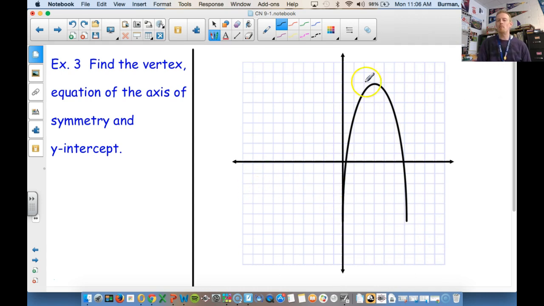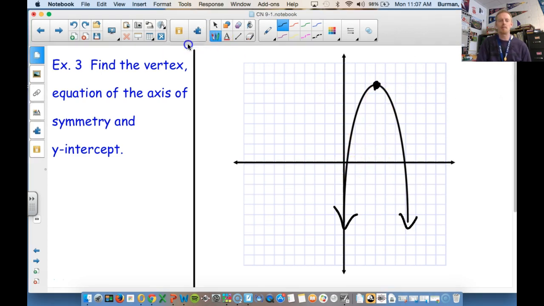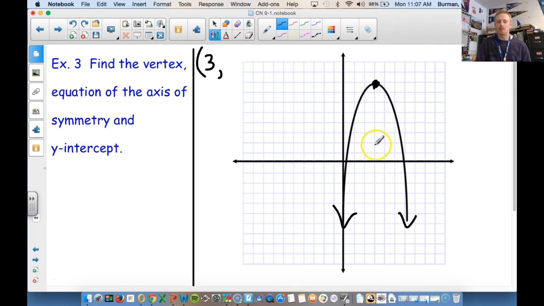Now this one is opening downward, so we can see that we're going to have a maximum value right here. So that is my vertex. I went to the right 1, 2, 3, and then up 1, 2, 3, 4, 5, 6, 7, 8, up 8. Equation of the axis of symmetry. We have our line right here. That's to the right 1, 2, 3. So that's x is equal to 3.